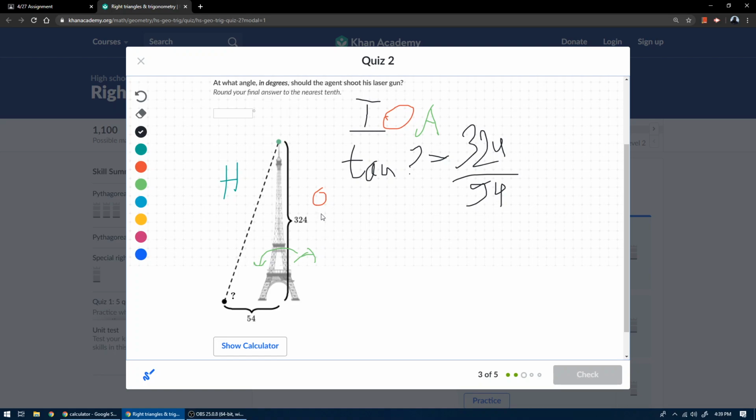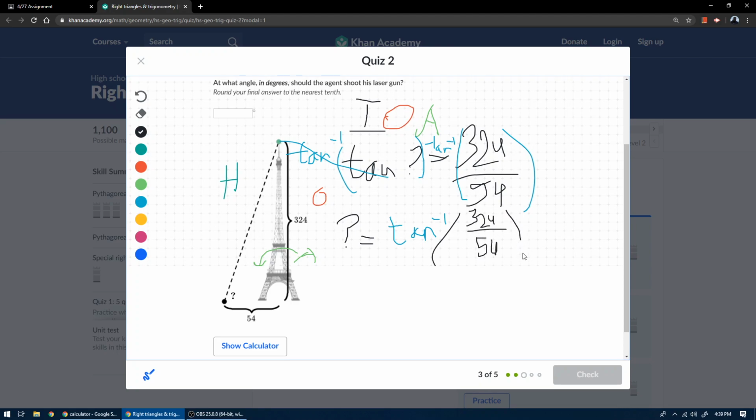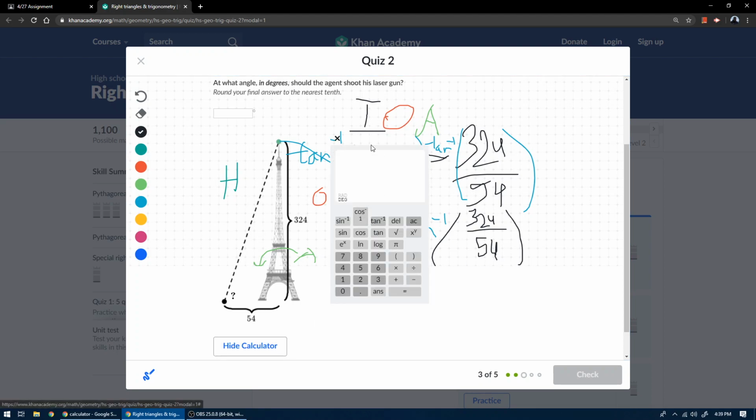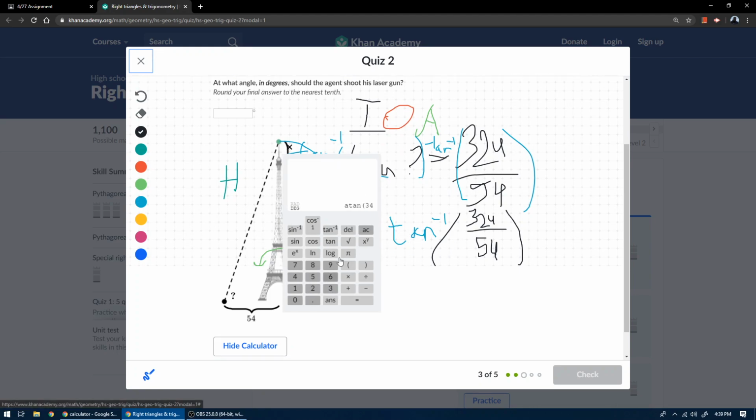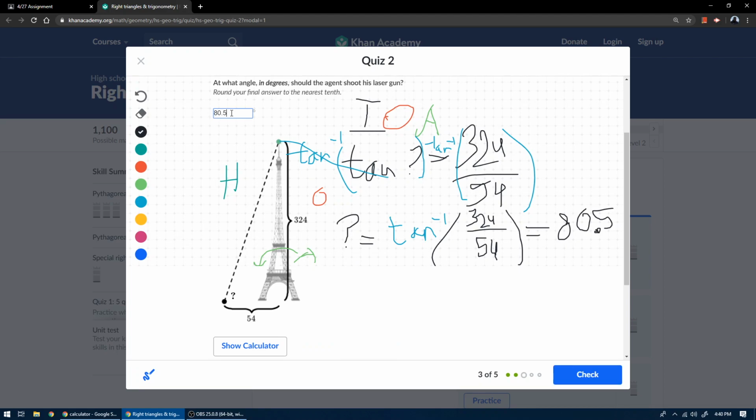So I'm going to do the same thing as before. The question mark is equal to, I'm using the inverse tangent on both sides, so this goes away. Now what I have is the question mark is equal to the inverse tangent of 324 over 54. So the inverse tangent of 324 divided by 54 gives me about 80.5 degrees. So the agent needs to aim at an angle of about 80.5 degrees.